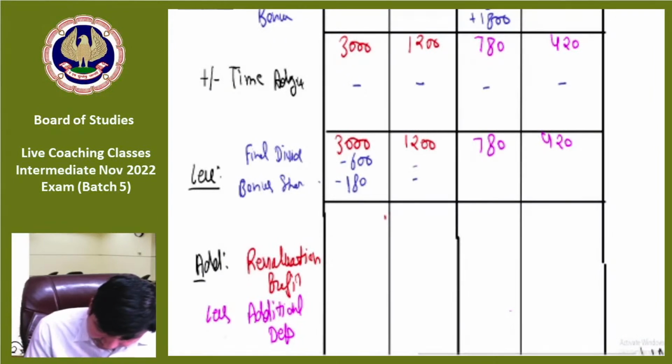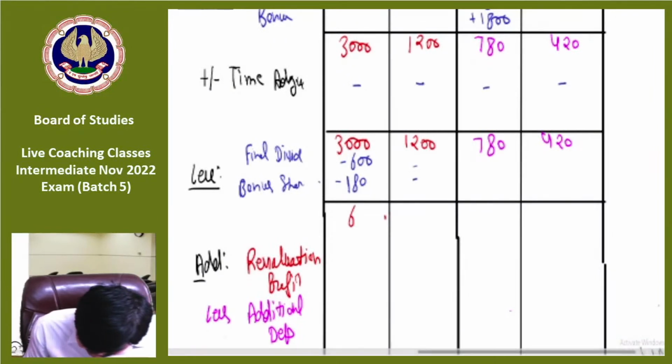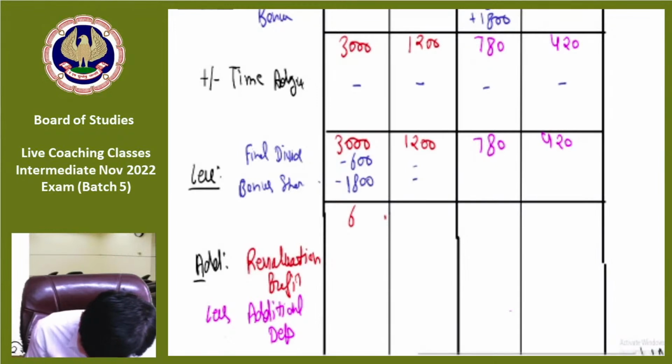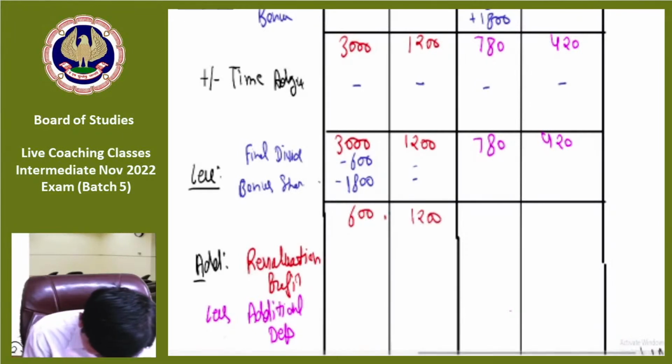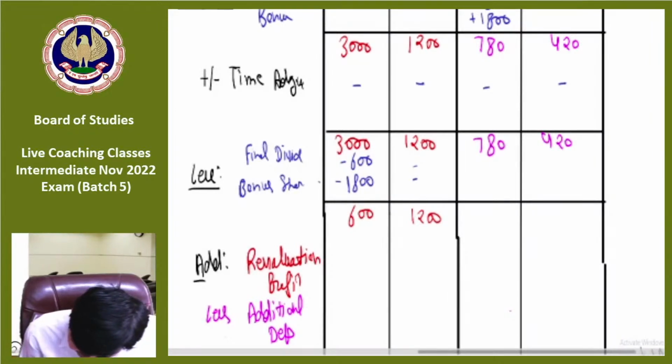Okay, beta. Now the figure that comes here is 600. Sorry, this is 1800, and the figure that comes here is 600. Okay, beta. And here 1200. And what is the post-acquisition figure? 780 and 420. Yes. Okay, beta.